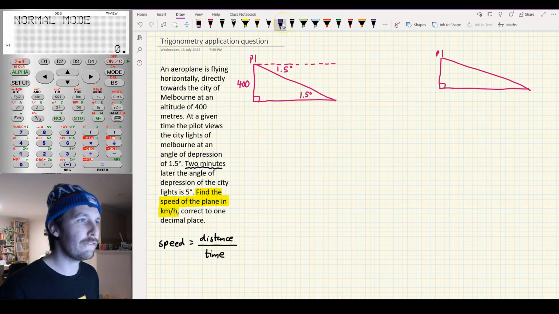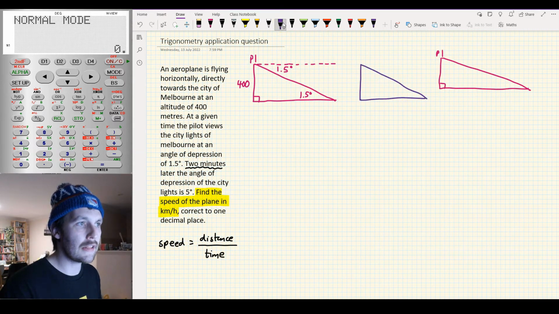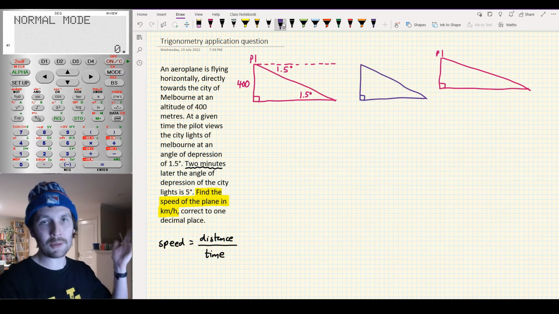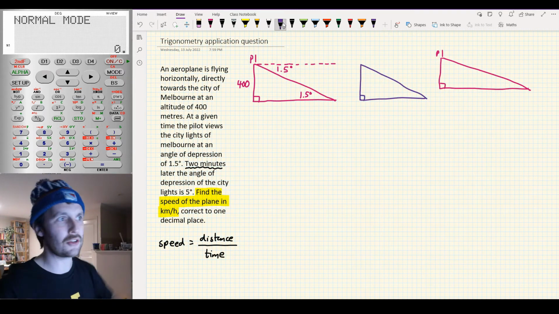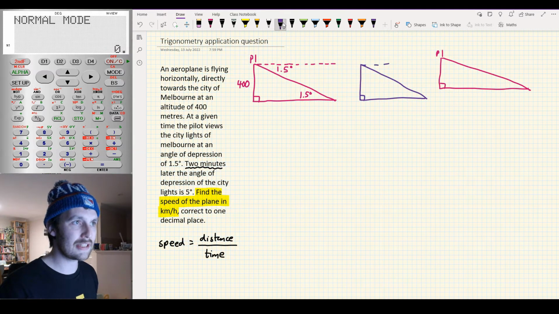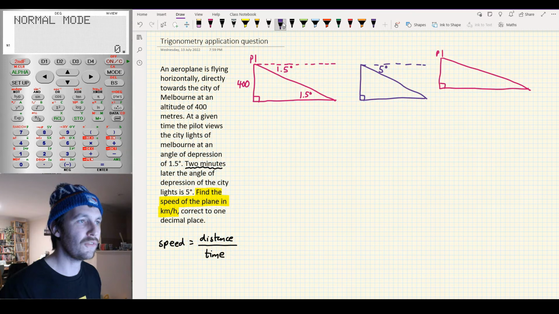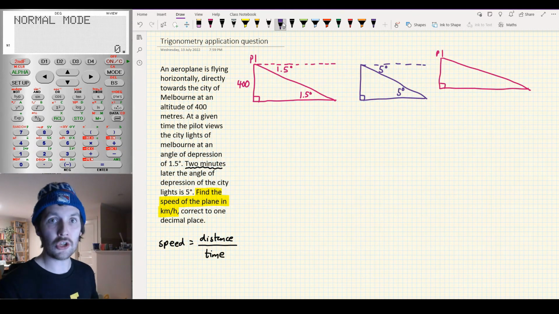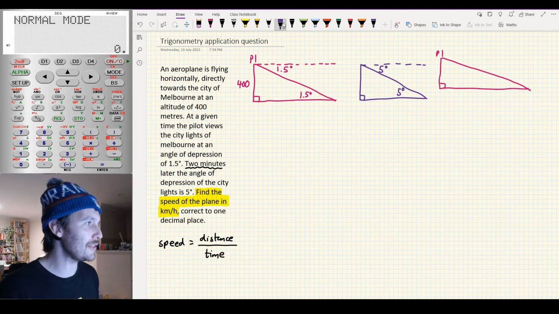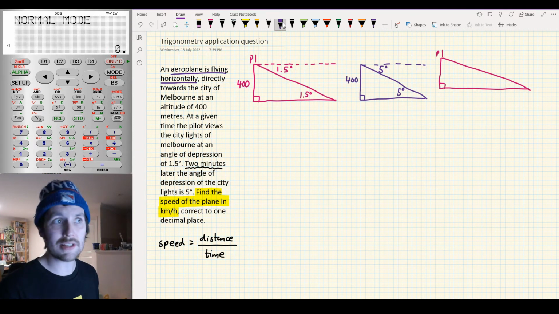Lovely. Now for position 2, after literally 2 minutes, because the plane's got closer to the city, the angle of depression has increased. It's now a steeper look downwards to look at those lovely city lights. Hopefully the pilot is focusing on his job and not just looking at the lights. So now we've got a new angle of depression of 5 degrees, and because the aeroplane is flying horizontally, we know that the height is also 400 meters like before.